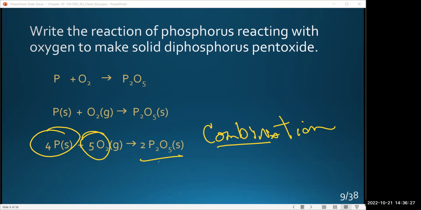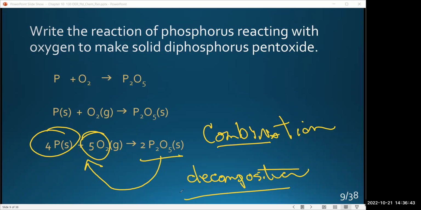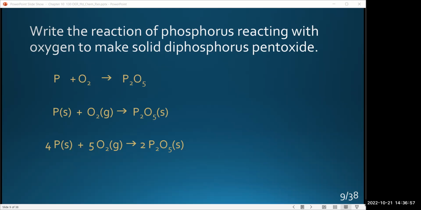And if you go the opposite direction, if I start with a compound and I break that down back to the elements, that's called a decomposition reaction. So you decompose it. If you take a compound and you break it down to the elements, you decompose it. That's the opposite of a combination reaction. Okay, so just FYI, you'll see it here in a bit when we start talking about these reactions.